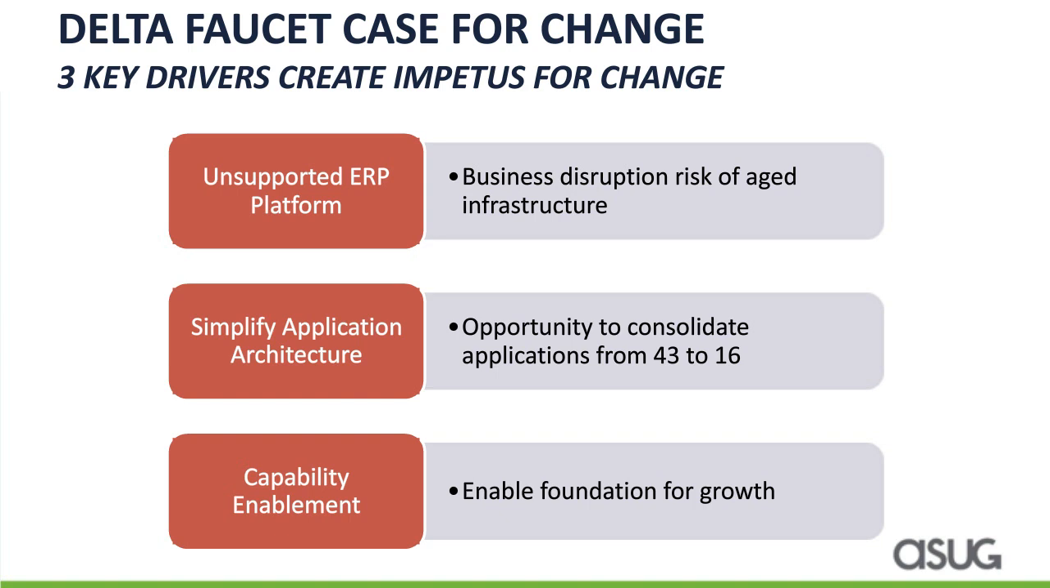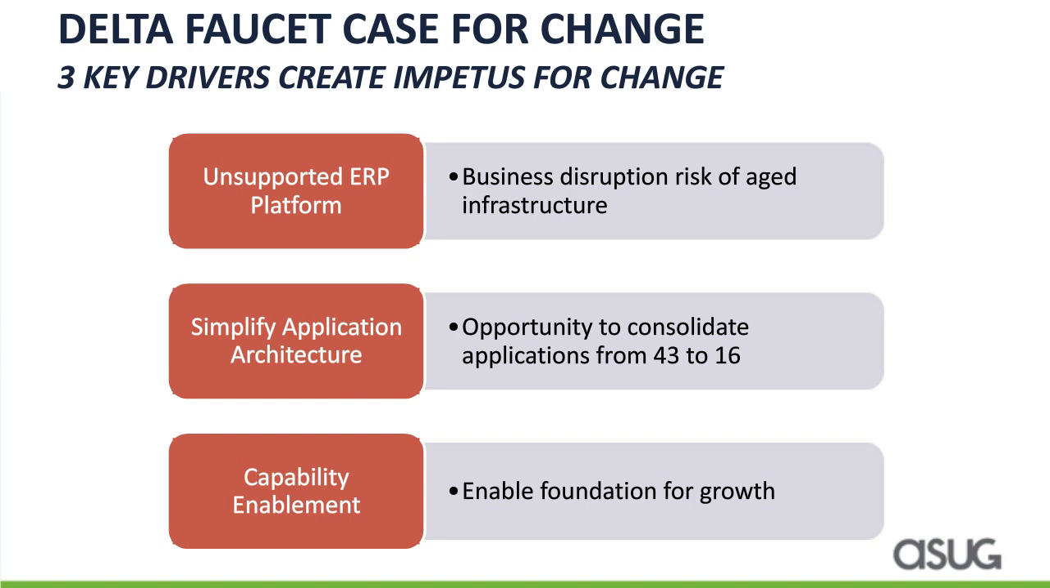Thanks, John. So to provide a little background on our case for change here at Delta Faucet, there were three primary drivers for why we embarked on this multi-phase journey. One was a risk reduction related to our former ERP platform. We were on a very old version of JD Edwards as our primary ERP with many integration points to other applications that may or may not have been supported. So we had risk around our environment.